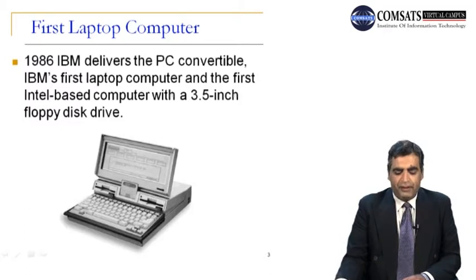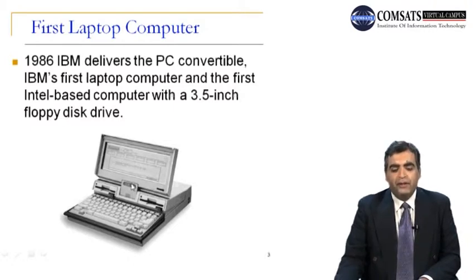3.5-inch floppy disk drive. As you can see in the picture, this is the foldable one. These are the two floppy disk drives, and this is the keyboard. The screen size was not so big, but it could be folded and it was portable. You can take it anywhere. The size looks quite big compared to the laptop computers available in today's market.